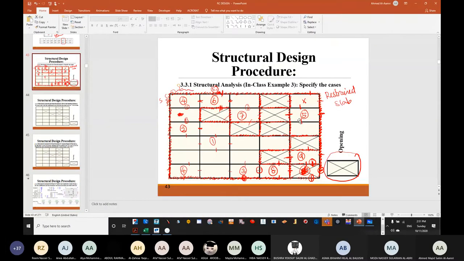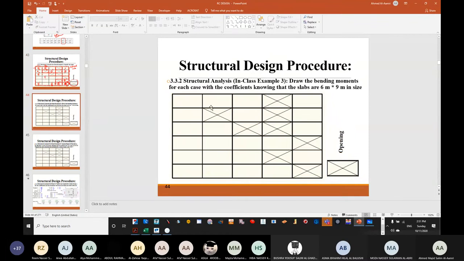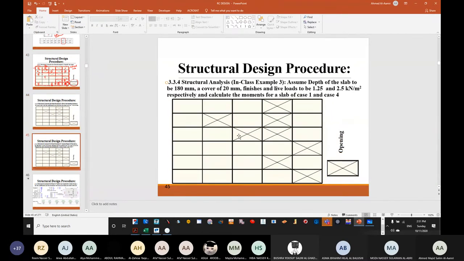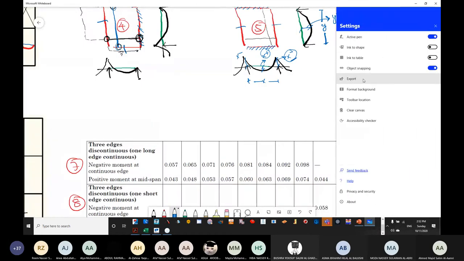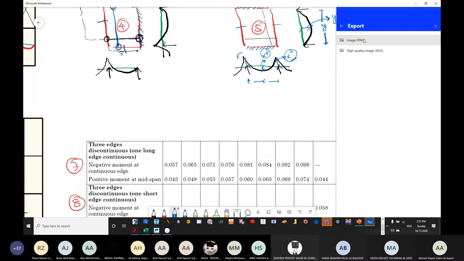Next step, after we know how to identify the cases, after we know how to draw the bending moment, find the coefficients. Second step is going to calculate the moment. We need to go and calculate the moment here for cases 1 and 9, for example, to keep it a little bit simple. Cases 1 and 9, they said for us that the live load is 1.25, and then the finishes is 2.5. We need to go and calculate. Now, if you remember, let me just save this one. Does not matter.